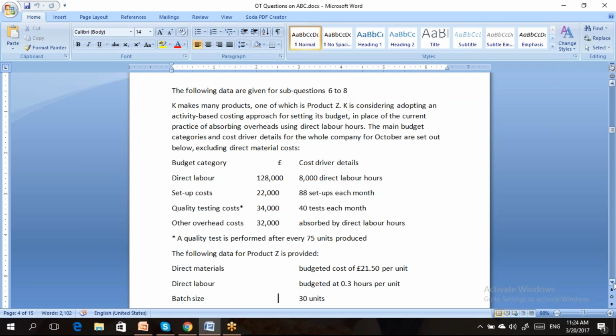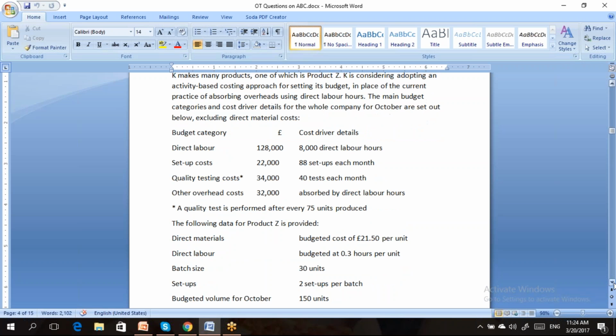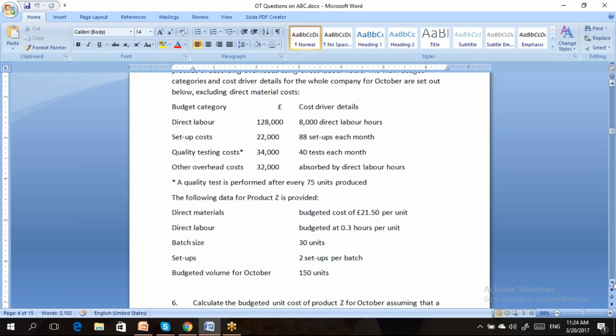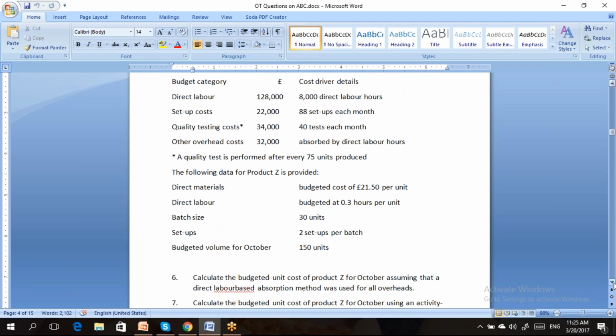Quality test is performed after every 75 units produced. Following data for Z product is provided. Direct labor, batch size, setup budgeted for 150,000. Calculate the budgeted unit cost of product for October, assuming that a direct labor absorption method was used for all overhead. So one thing you have to understand, sometimes the question asks only to calculate the overhead cost. Now here they have asked to calculate the budgeted unit cost. So budgeted unit cost means material, labor and overheads.